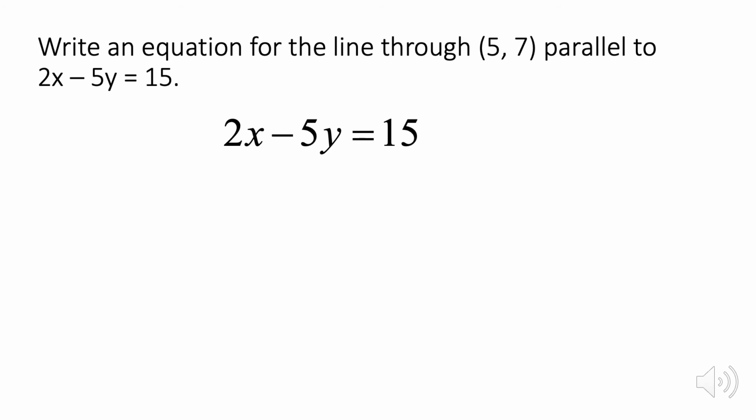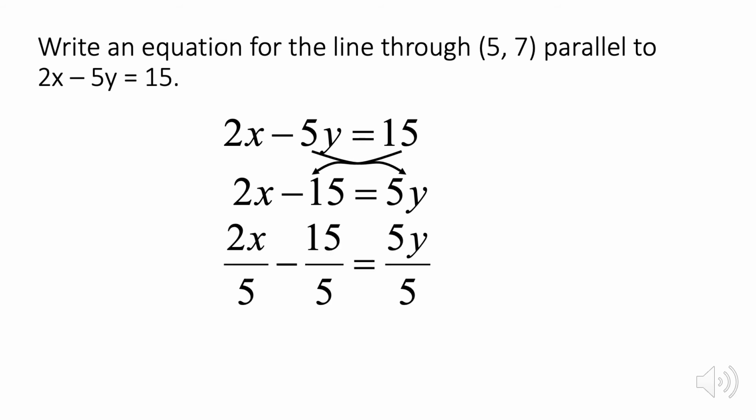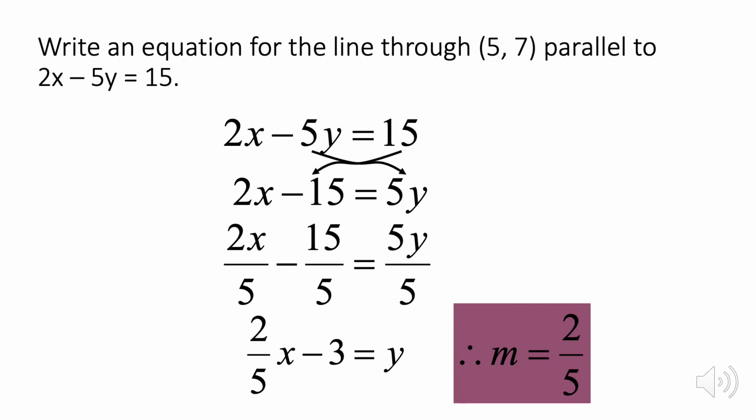So we have 2x minus 15 equals 5y, or you can also have -5y equals 15 minus 2x. You just get the same answer. Since we're looking for the y, we're going to make y have a coefficient of 1, so that it's going to be in the form y equals mx plus b. So we divide all terms by 5. So what we have is y equals 2/5 x minus 3. And so therefore our slope is 2/5. Okay, so the slope is 2/5.